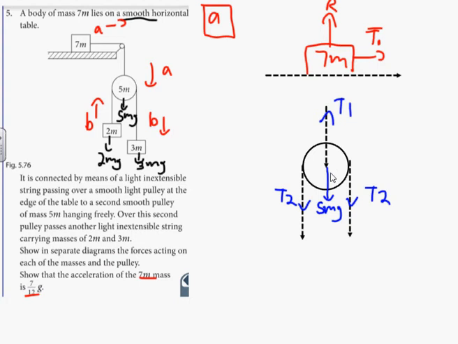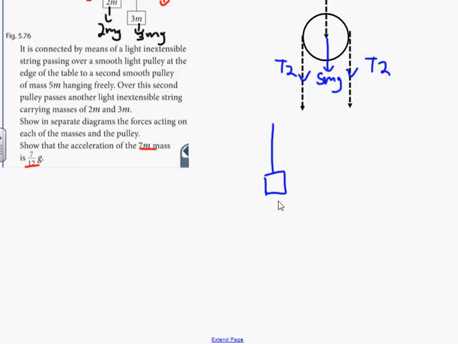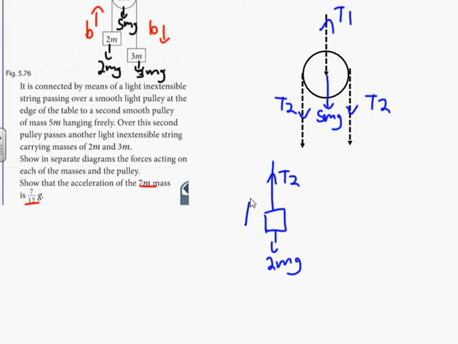So tension up, 2 tensions down, and its weight forcing it downwards. Okay. Then we're going to go to the 2m. So the 2m is reasonably easy. So what we have here is 2mg going down. On its way up is T2. And we said that this one is up with acceleration B. And then the last one, T2, and now it's 3mg going down. And this is going down with an acceleration of B.